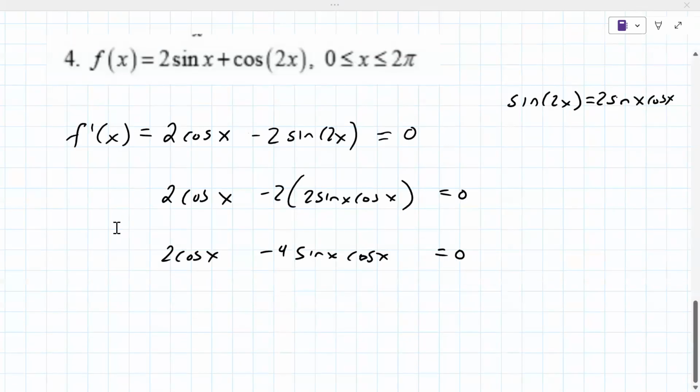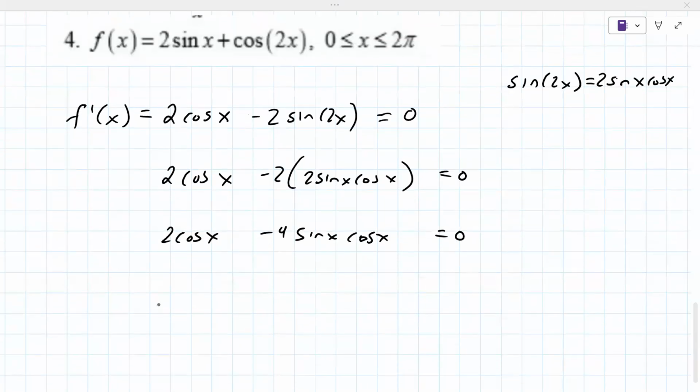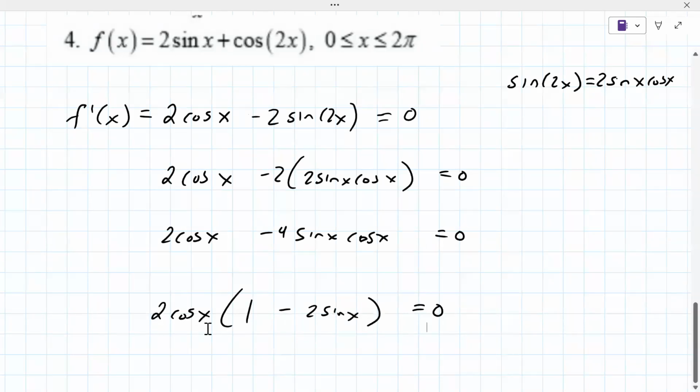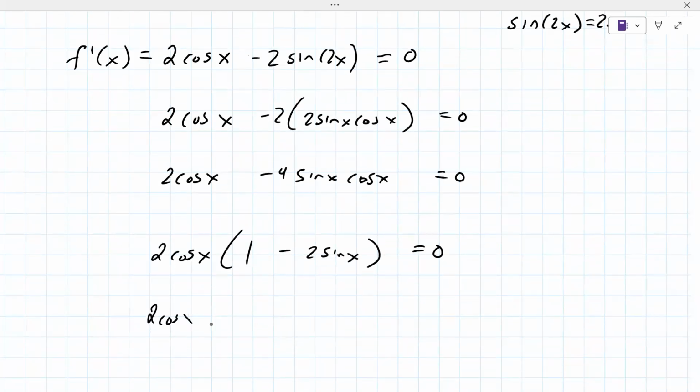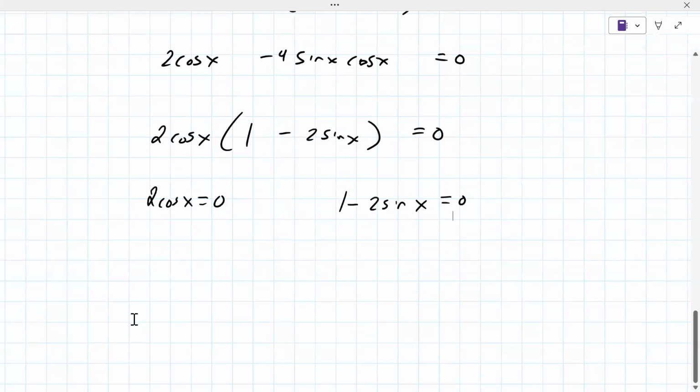All right. So now you can factor out a 2 cosine x from both. You can set both of these equal to 0: 2 cosine x equals 0, and 1 minus 2 sine x equals 0. And then you can solve these. So take a look at that unit circle. Where is cosine x equal to 0? Where is sine x equal to 1/2? What are those values?